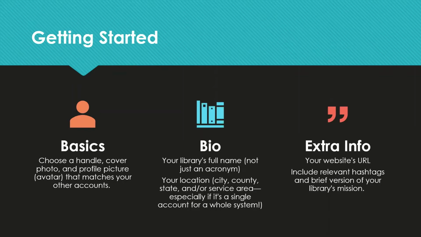You want your Twitter bio to be similar to your Instagram bio, but typically it'll probably be a little shorter because you're only allowed so much room in your bio. So you want your library's full name. You can put the general location. And maybe, if you have the room, a brief bit of your mission statement, but really what you want is the library's full name, not just an acronym, and then your location.